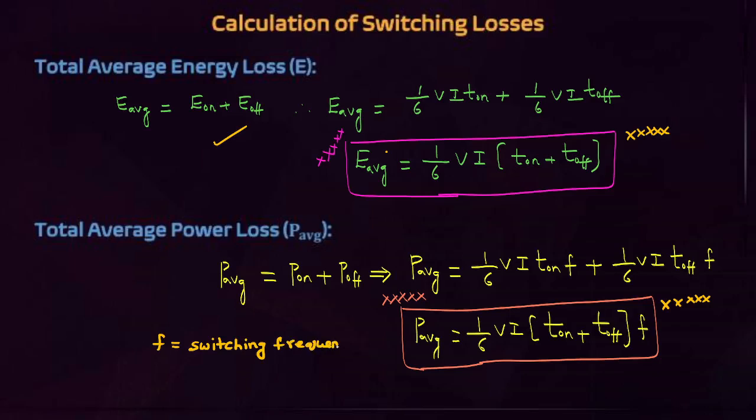F is the switching frequency, and F equals 1 by time period. T is nothing but T on plus T off, that you have to consider. This is the calculation of switching losses during turn on transition and turn off transition. How to characterize the turn on transition? Current is rising, voltage is falling. How to characterize the turn off transition? Current is falling, voltage is rising.